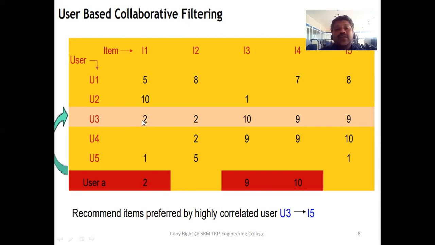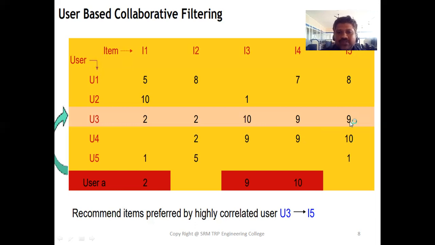user 3 is somewhat similar to user A, because user 3 watched or bought the same item I1, and also I3, I4. So we have 3 items that are similar to the active user. So we can recommend to the active user item 5.